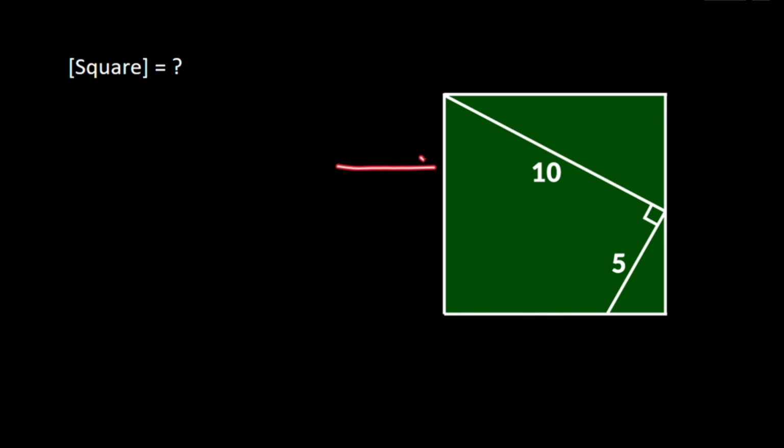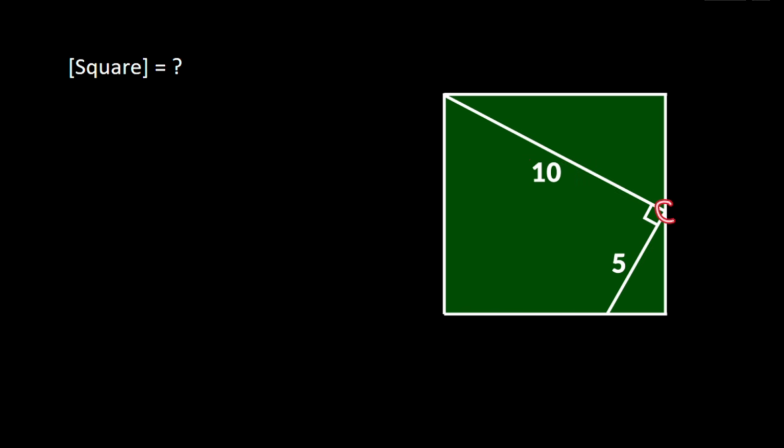Take a look at this. We've got a square. And from the top left corner, a line goes straight to the right side. That line has length 10.